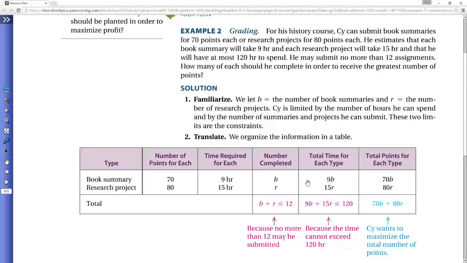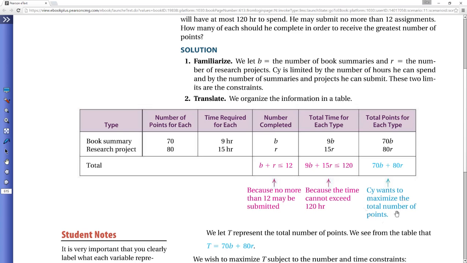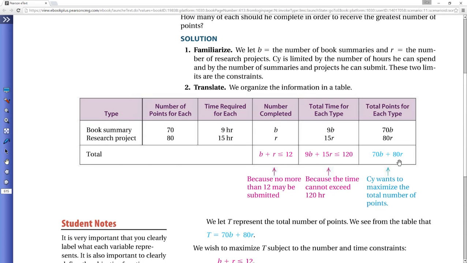Now the points that you get for each one of these things can be put into an expression too. If I wanted to know how many points I get, if B represents a number of book summaries, I'd take 70 times the number of book summaries. So if I did 10 book summaries, I'd have 70 times 10 or 700 points from those 10 book summaries. Well, here is the thing he wants to maximize. He knows how he'll get that. It's going to be 70 points per book summary plus 80 points per research project. This sum right here could be very complicated, and it's really tough to get to this visually and practically translate that into algebra without trying some type of method like this table to organize your work.